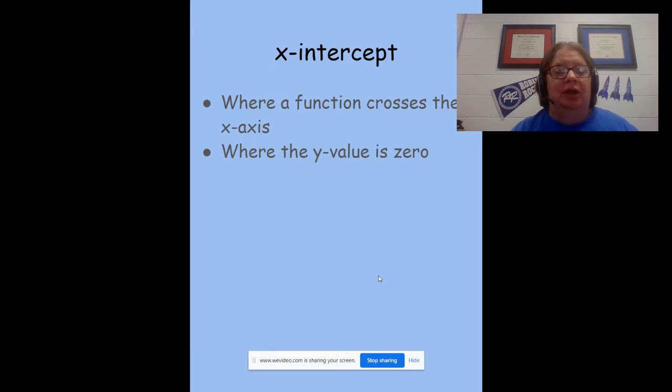X-intercept is where a function crosses the x-axis. Okay, did you know that where you have your x-intercept, the y value is always 0? And the y-intercept, the x value is always 0. So you can find it from the table, you can find it from the graph, you can find it from the equation by plugging in a 0. We'll talk about that later. So much we're going to talk about later.